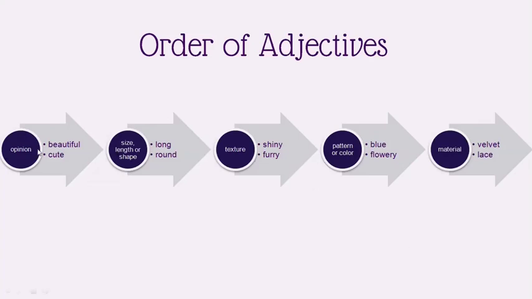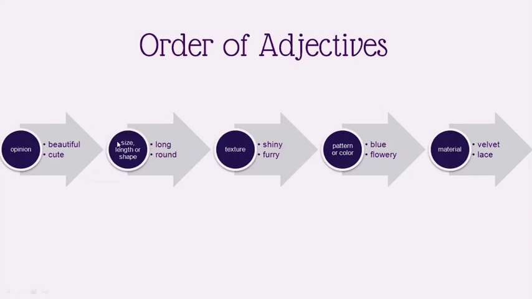So first one is the opinion that you have. So this is very subjective, right? You can say beautiful, cute, but you can also say ugly, gaudy, unfashionable, and so on. So this is your personal opinion of the piece of clothing. Here I'm talking about clothing, but of course this can be used for anything that you would describe with adjectives. It doesn't have to be fashion. Fashion is just what we are using today.